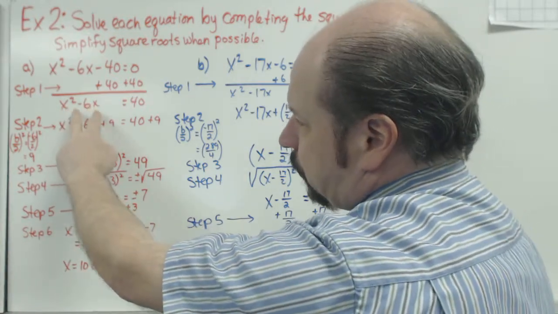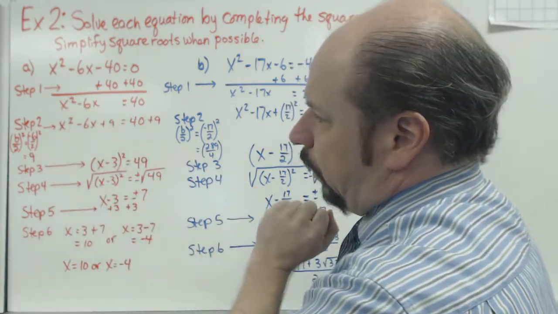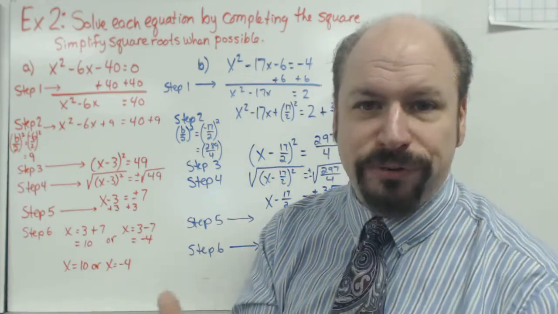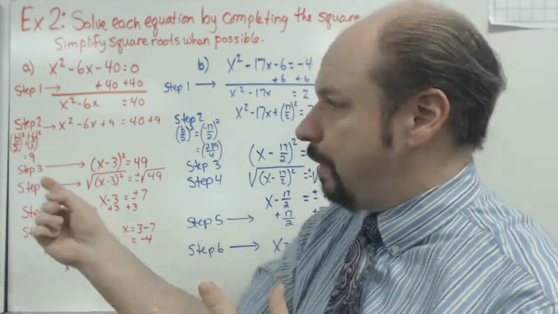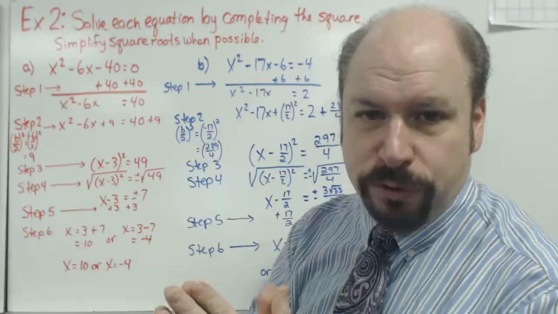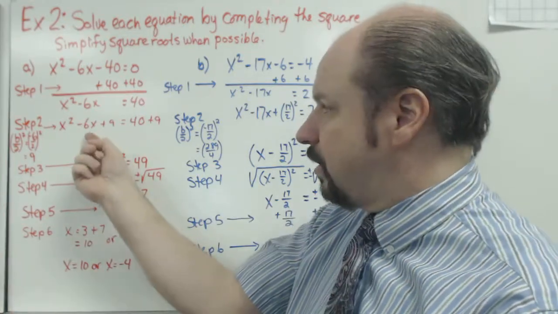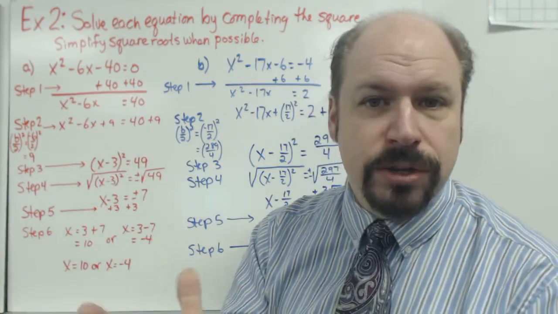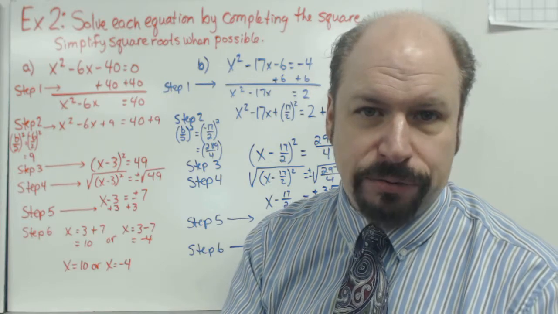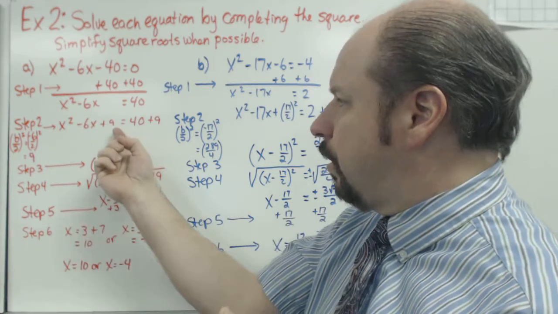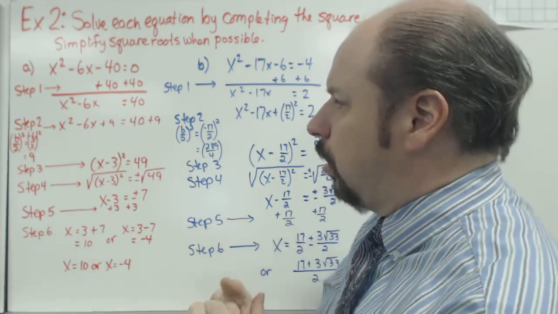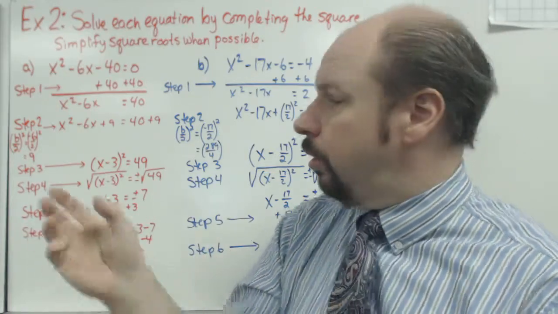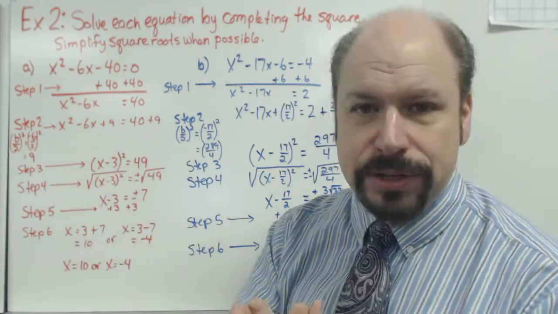Okay, so we end up with x squared minus 6x equals 40. Remember now, we want to find that value that completes the square. That's step 2. So find (b/2) squared. In this case, the b is negative 6. So negative 6 divided by 2 is negative 3. Negative 3 squared is positive 9. Okay, now, so we've added 9 to both sides.